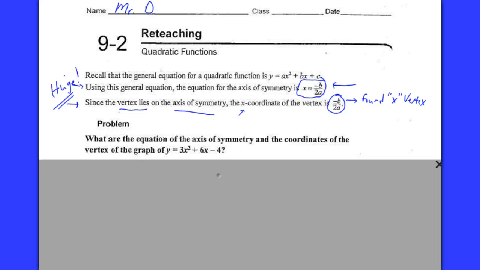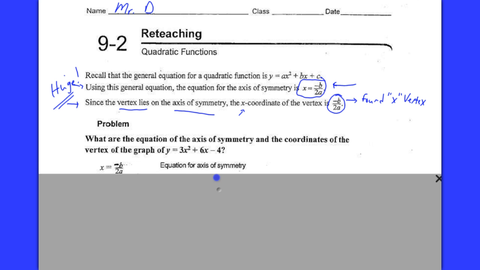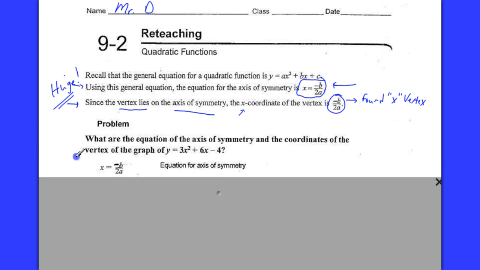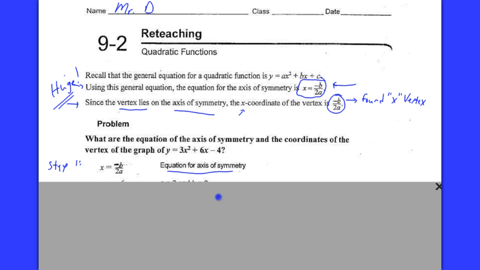Now what you'll notice here is that this one is a little more complicated from the previous section because we have a middle term here, not just the a term and the c term. So it's a little more difficult. So right here they're going to walk you through this problem. All right, the first thing you have to do, step 1, I'm going to refer to these steps when we get into the examples soon, is to find the equation for the axis of symmetry. And you have to use this x equals negative b over 2a.